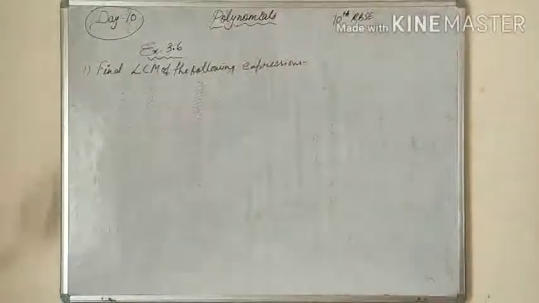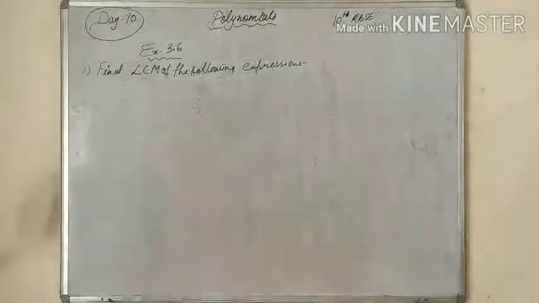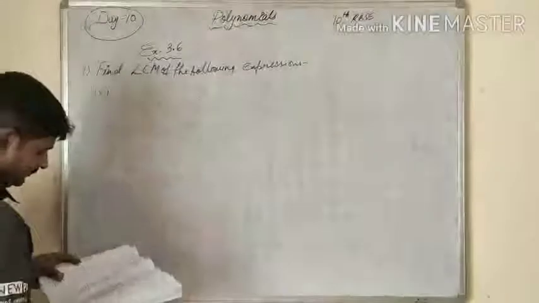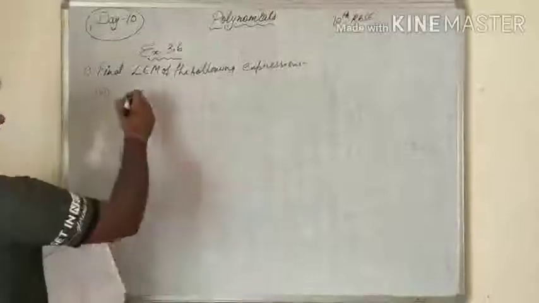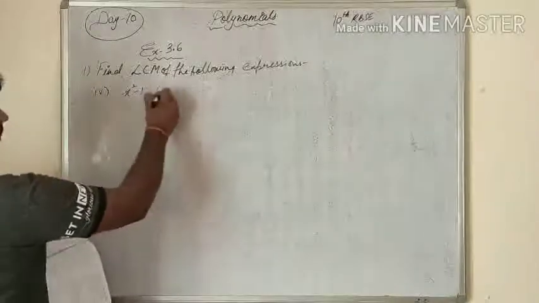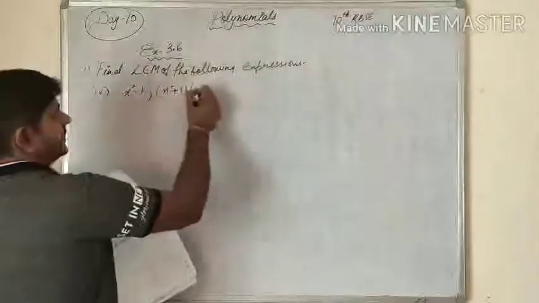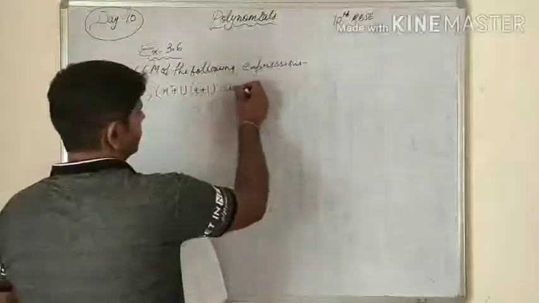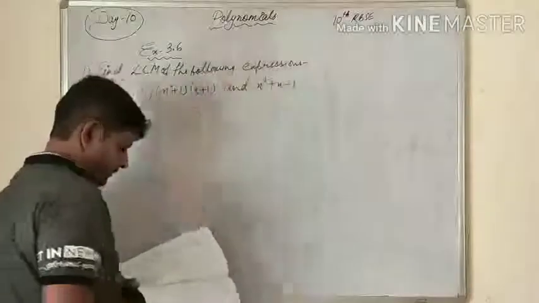Let's take its next part, which is part 4: x square minus 1, x square plus 1, x plus 1, and x square plus x minus 1.